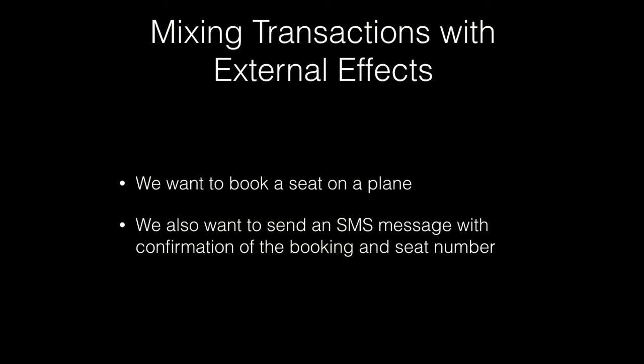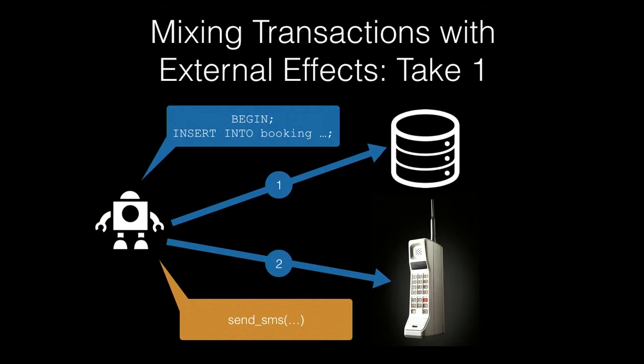If you're mixing database transactions with some kind of external effects, then you might want to use something that looks a bit like a message queue to separate those things. So in this example, we want to book a seat on a plane, and we're doing a booking management system of some kind. And we also want to send SMS messages, like on a phone, to confirm bookings and seat numbers, right? So these two operations, updating something in the database to say that this customer has bought a seat on the plane or whatever, is a database transaction. And also, we've got this external system which can send SMSs to people.